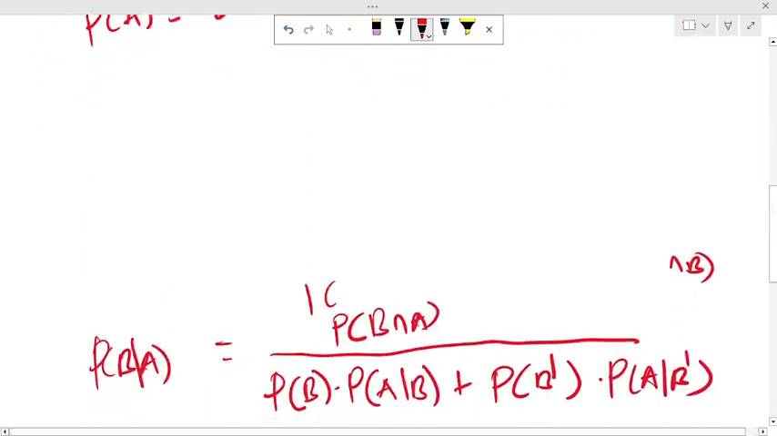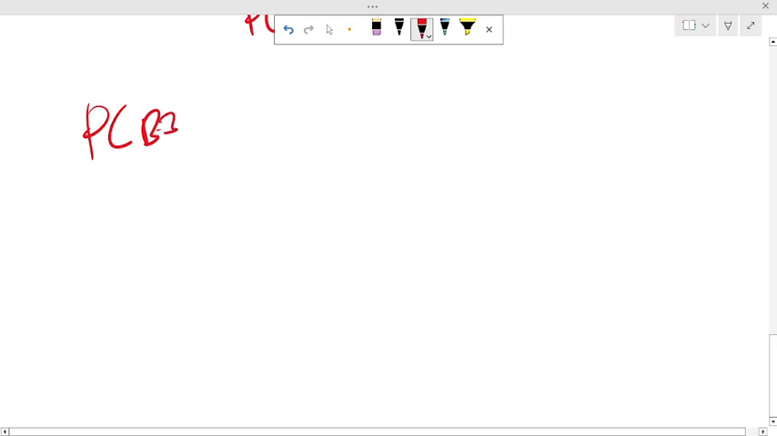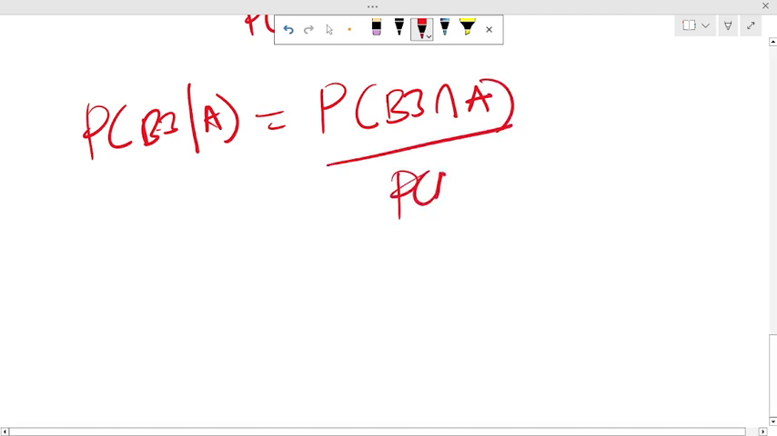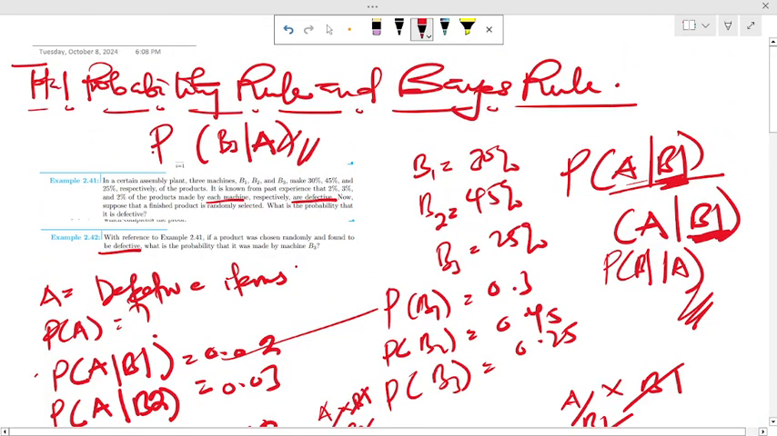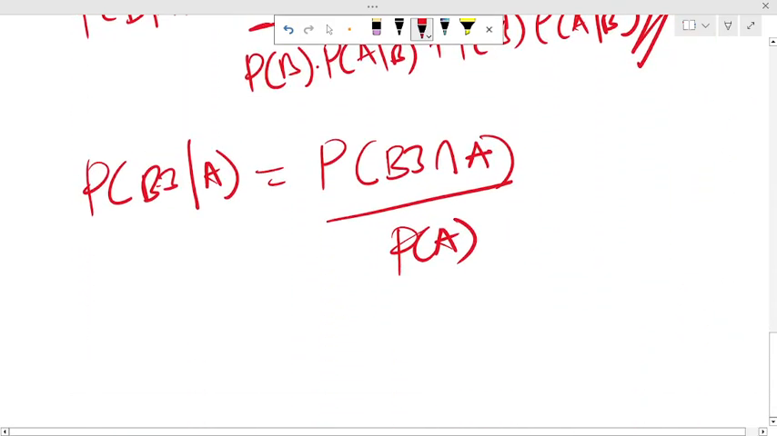So let's move on to the question. The question is asking us to find this, right? So finding this, I can write it in this form: B3 given A, which is B3 intersection A, all divided by A. So I've written the expression for you.